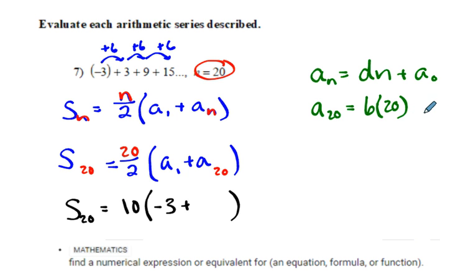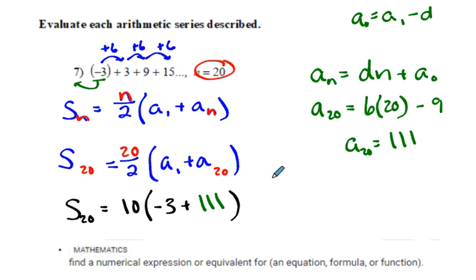And then if this is term 1, what would have come before it? So if we're adding 6 going forwards, we're going to subtract 6, and we get that a sub 0 is the first term minus the difference. So -3 minus 6 gets us -9. Term 20 is 111, and that's what we plug in there, 111.